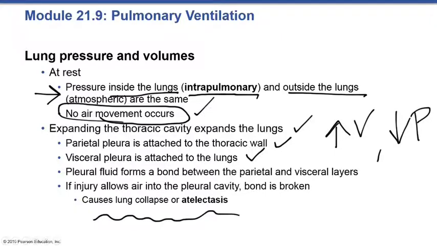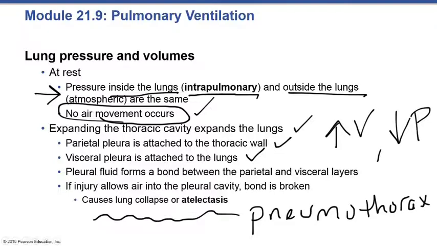Now, if for some reason the bond in that pleural cavity is broken, the serous membrane is damaged, then the lung can collapse. And that's sometimes also referred to as a pneumothorax. So any sort of damage to the pleura, such that that vacuum seal is broken, can lead to a collapsed lung.